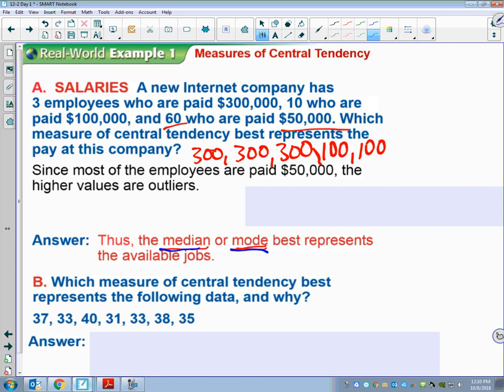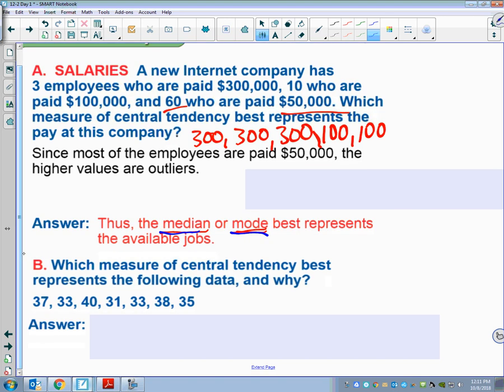Mean would have been a bad choice because the mean would have been misleading. If you took the mean of that and you posted that and said the average person at this job makes this much money, you might think you're going to make a lot more money than you make, when more than likely you're going to make $50,000.